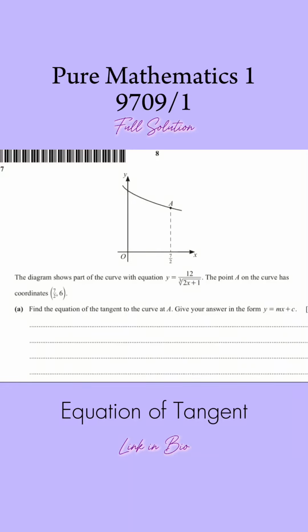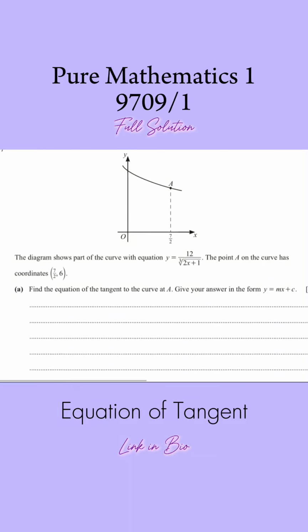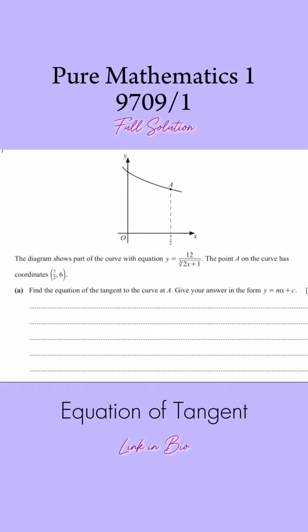The diagram shows part of the curve with equation y equals 12 over the cube root of 2x plus 1. The point A on the curve has coordinates 7 over 2, 6. This is 7 over 2, 6. I'd like to write it myself.